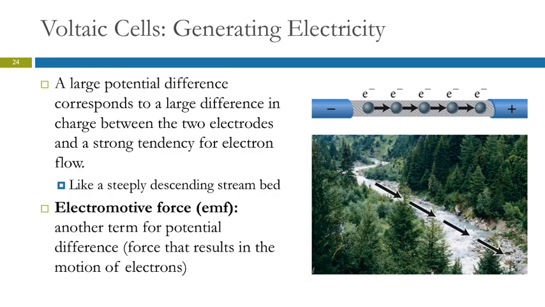So that potential difference is also called the electromotive force, or EMF. It's just another term. That is the force that results in the motion of electrons. So why do the electrons move? Well, they move because there's this large difference in charge between the two electrodes. So the bigger this difference in charge, the faster the electrons are going to move. Any questions? So electric current is like a river of water, but it's a river of electrons moving.